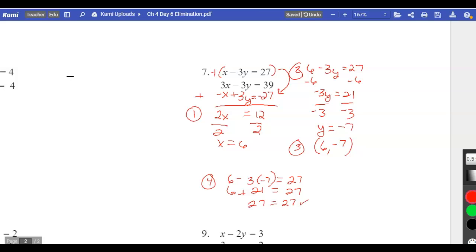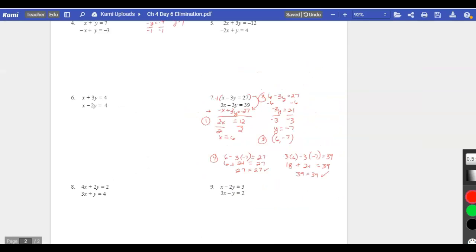Do it again real quick. 3 times 6 minus 3 times negative 7. So that's 18 plus 21. It has to equal 39. And it does. So it checks. So every single problem today, I should see 1, 2, 3, 4 steps. Good practice to check it both ways.